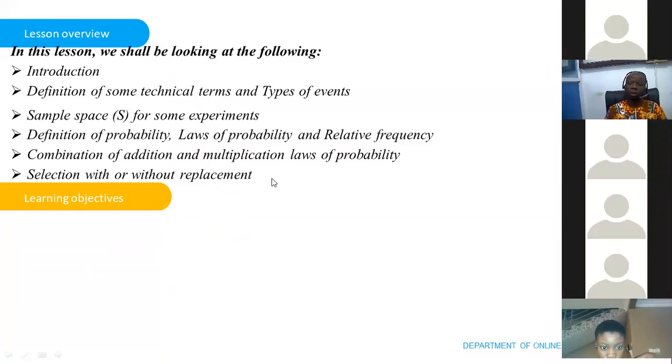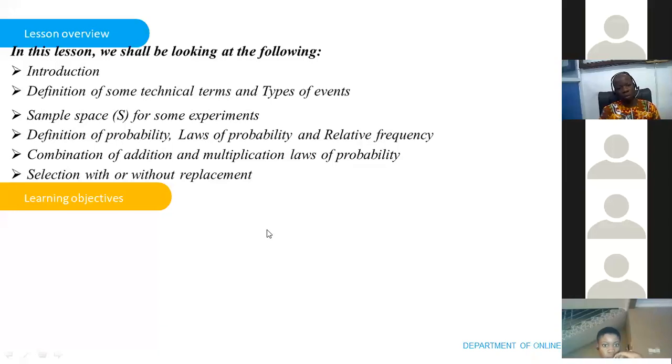Then finally, we shall perform experiments relating to selection with or without replacement. If you perform a certain experiment, if you select an item to perform an experiment, do you replace it before you perform another experiment, or you do not replace that particular item before you perform another experiment? These are the major things we shall be looking at in this lesson.